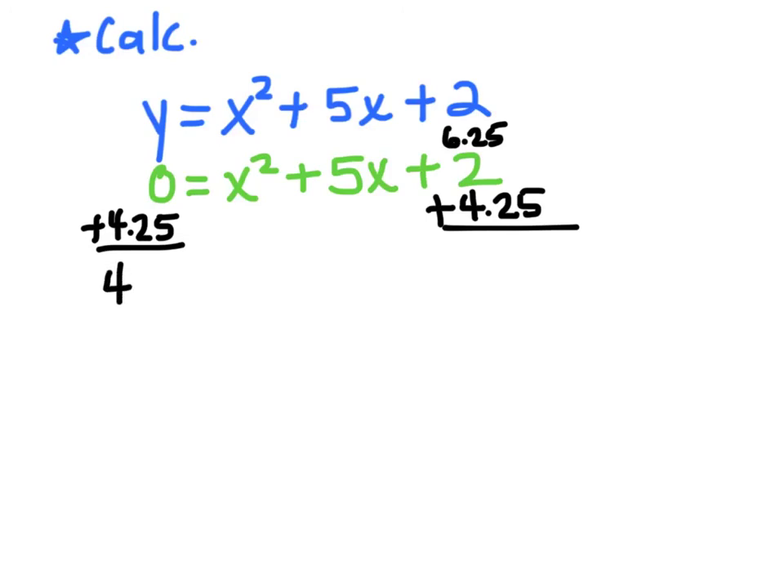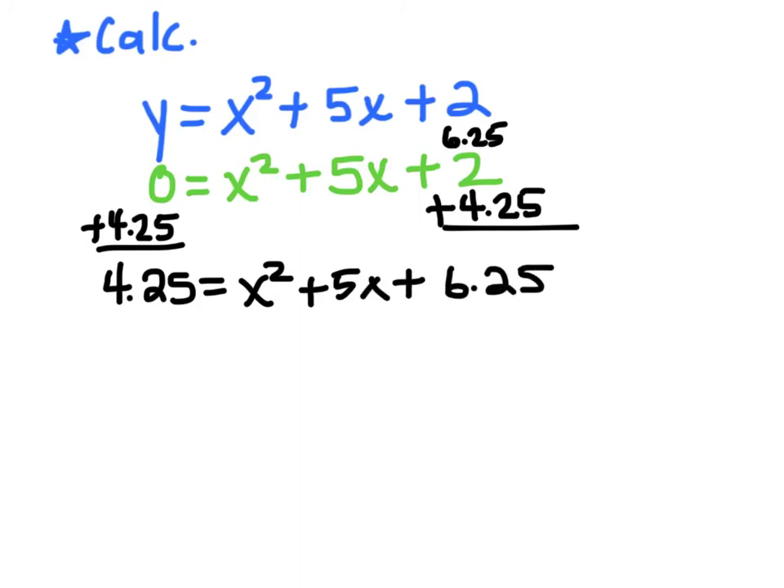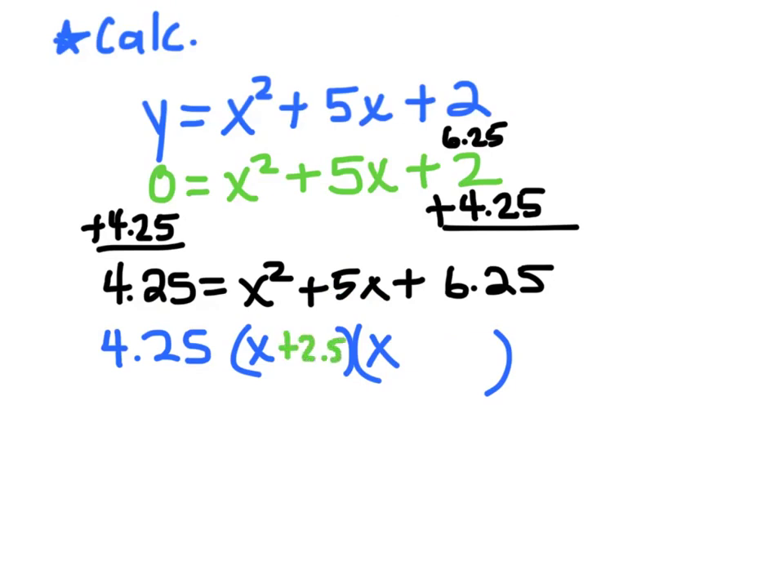Okay, so here's what I have. 4.25 equals x squared plus 5x plus 6.25. Now my next step is I'm going to try to factor it. So I'm going to have x and x, and remember the little hint I gave you yesterday? Whatever half of that 5 was, that's what's going to go right here. It's 2.5. So it's going to be plus 2.5 plus 2.5. Oops, and I forgot my equal sign.